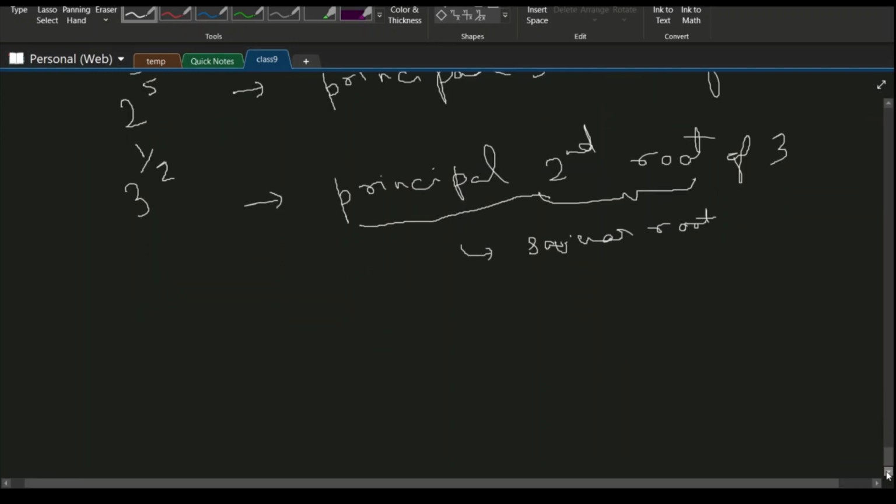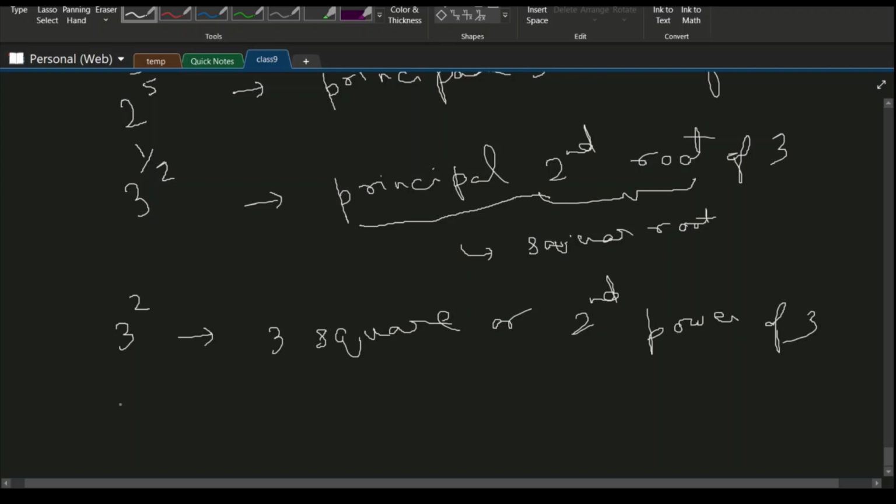So the special name is given only to the powers 1 by 2 and 1 by 3. Just like in the case of whole number powers, when we write 3 to the power 2, we call it 3 square or second power of 3. If I am given a to the power 1 by 2, I can call it principal second root of a, or I have a special name, you can call it also the square root of a.